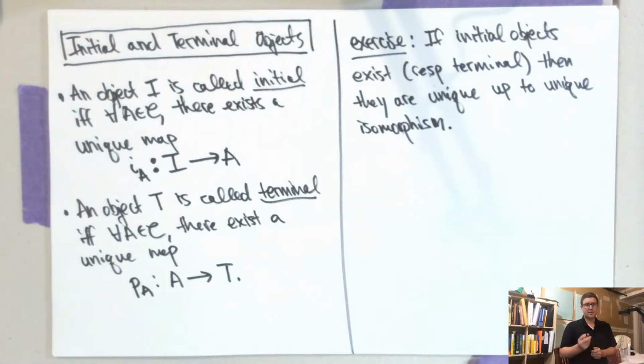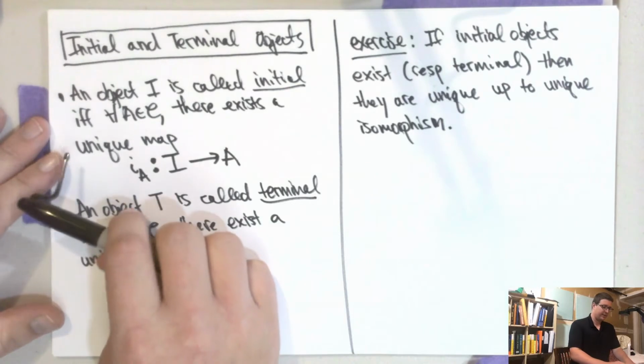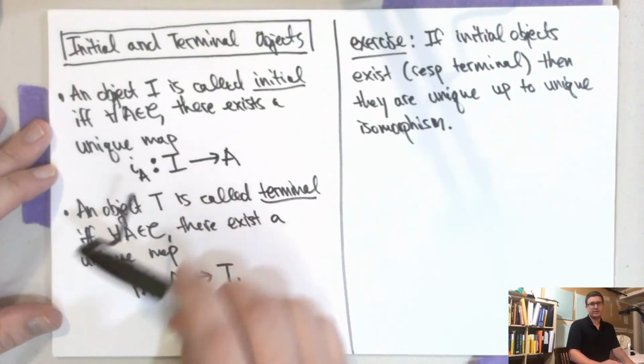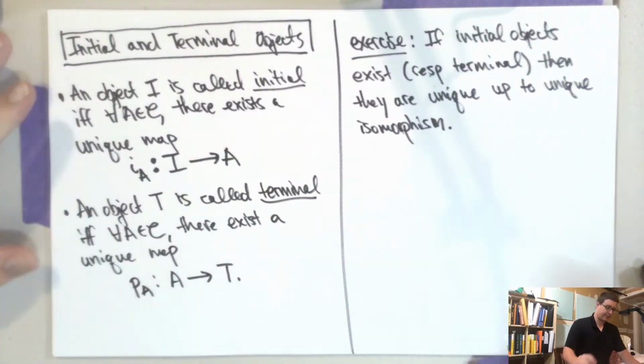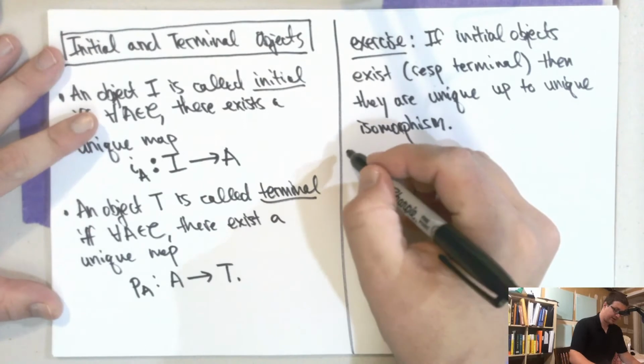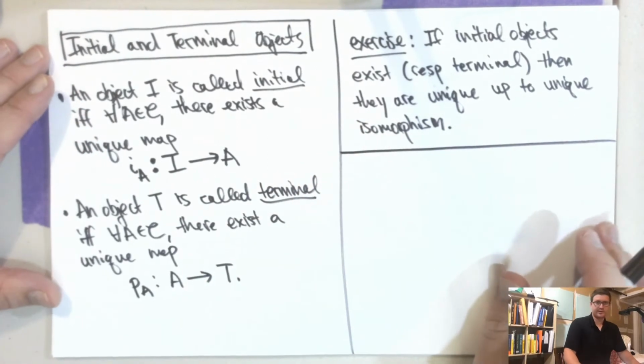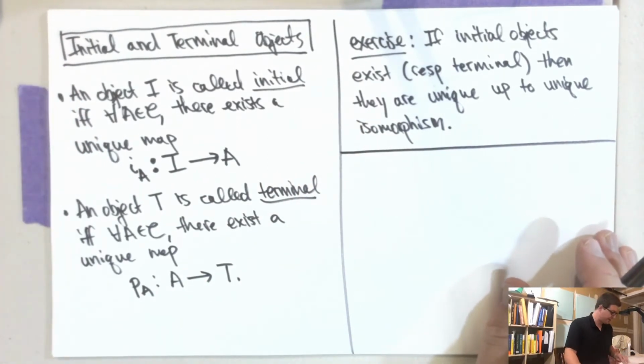Okay, so they're unique up to a unique isomorphism, and that's because we use that this map here is unique. Okay, so now you're an expert on initial and terminal objects. Now you have graduated and you know everything there is to know about initial and terminal objects.